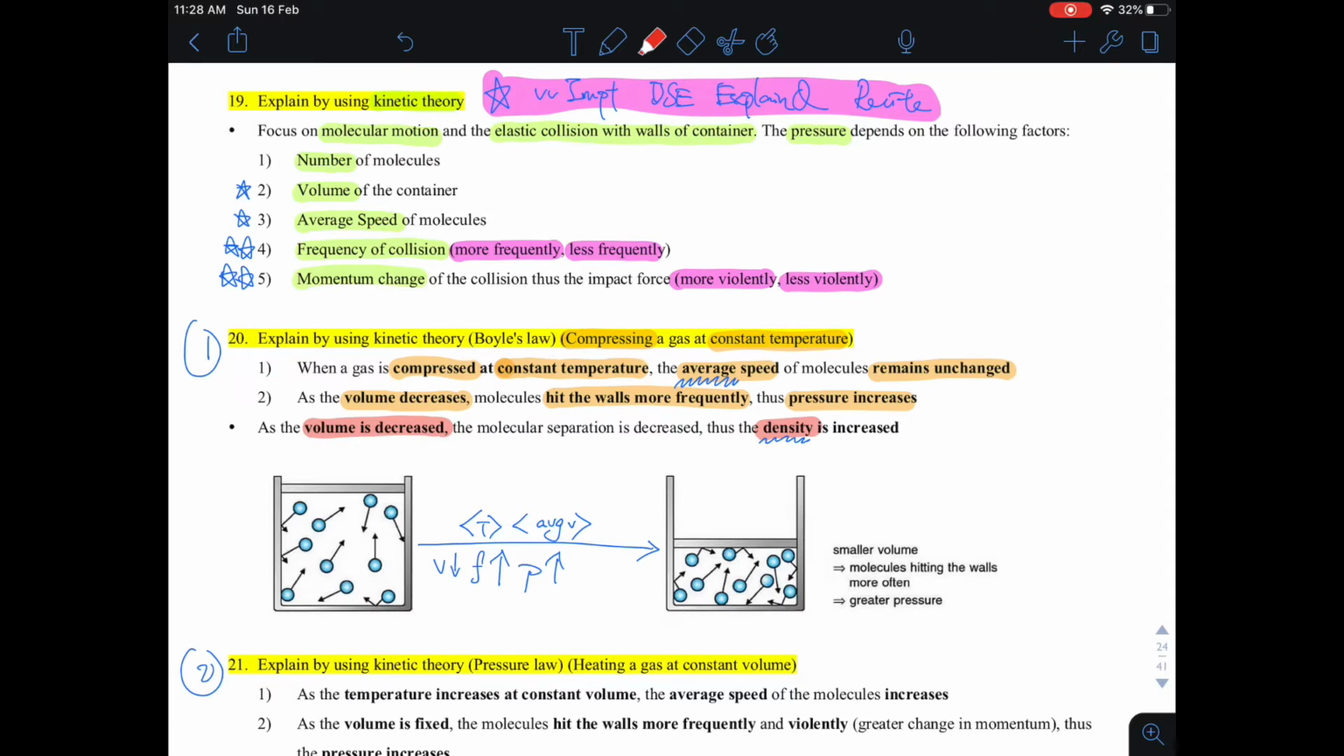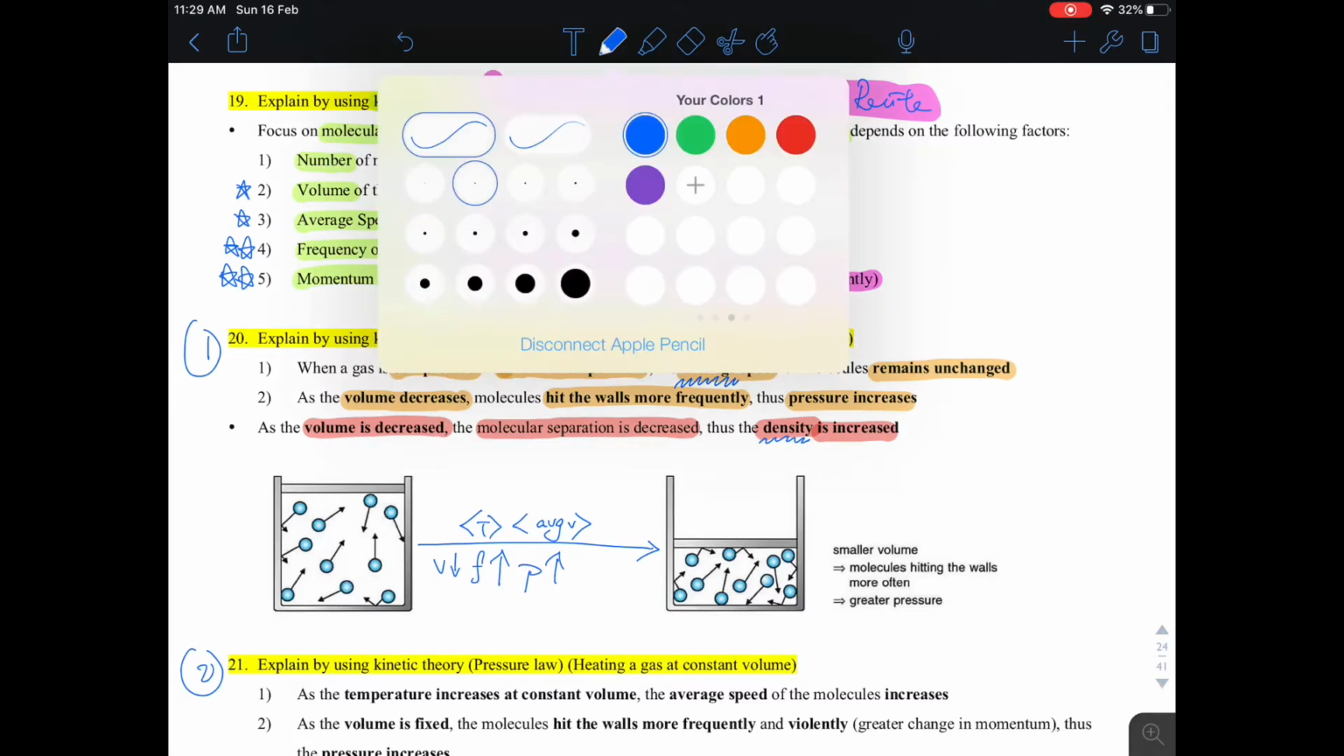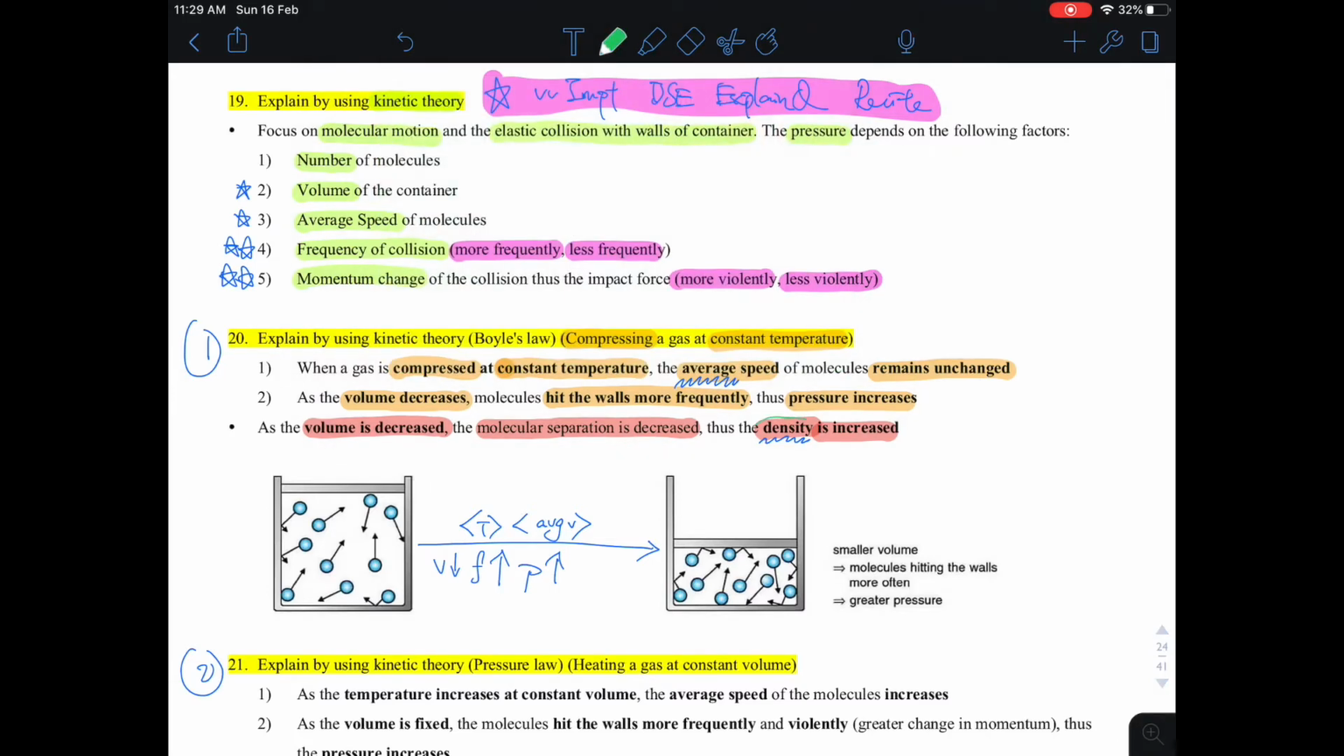So when the volume decreases, the molecular separation decreases, because this is being trapped, so that the amount of molecules inside is exactly the same, and the volume decreases, so the density must increase. Okay, so now you really understand, when you're talking about density, you look at the volume. They link up with each other.